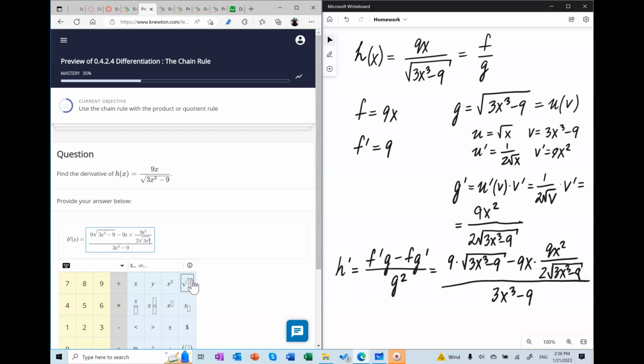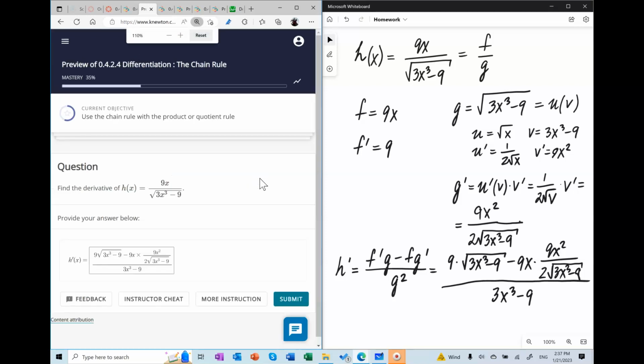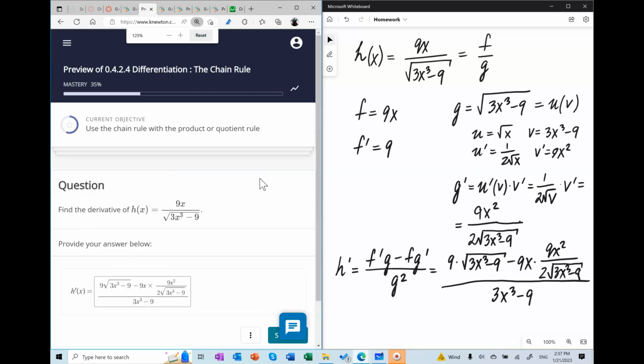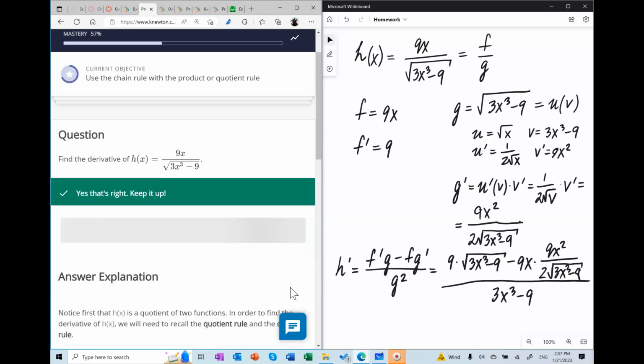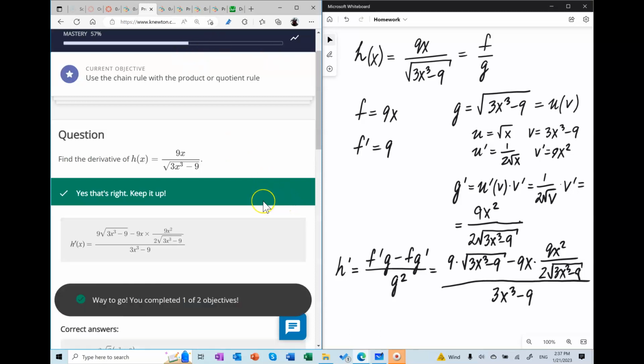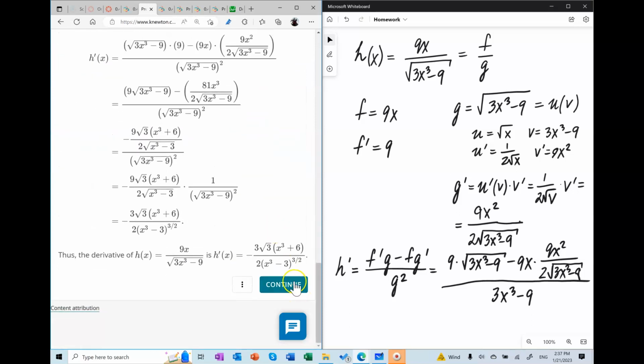3x cubed minus 9. And maybe next time I'll zoom in so you can see better. Can I zoom in? Let's see. There you go. Let's submit. And I was hoping it would go all the way up, but nope. We still have to do one more objective.